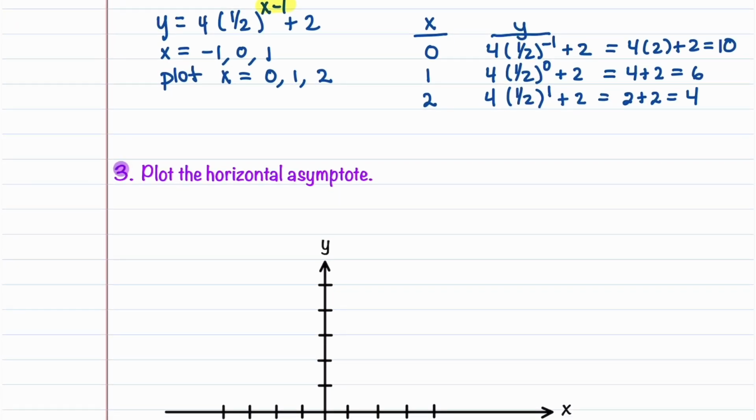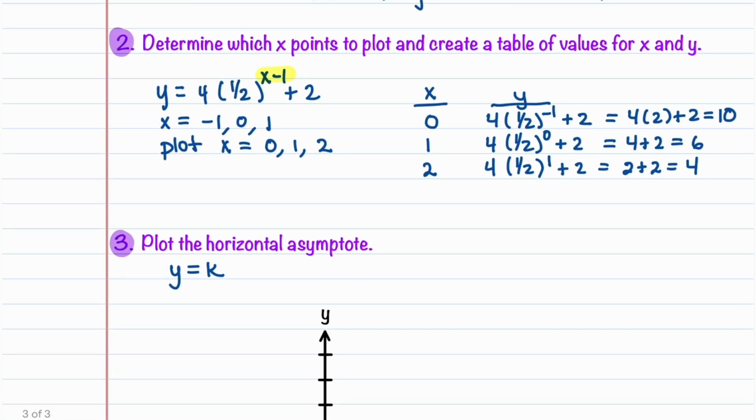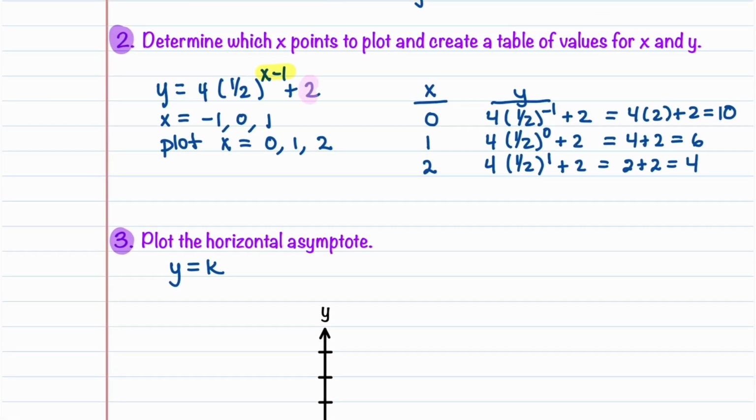Now let's move on to our third step, and let's plot our horizontal asymptote. So first we actually have to find it. Our asymptote is y is equal to k, and remember the k is just the constant all by itself on the right-hand side. Let me pull this down and highlight that. It's that 2 right there. So this is y is equal to 2.